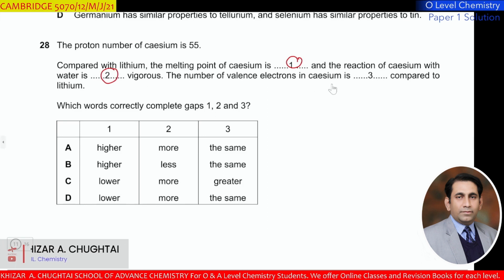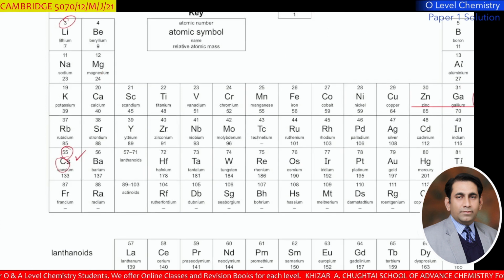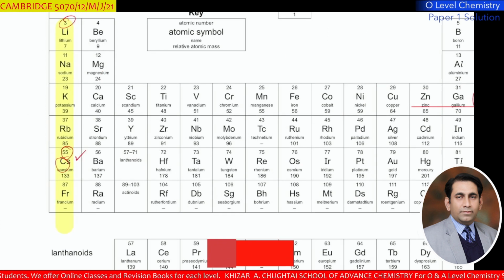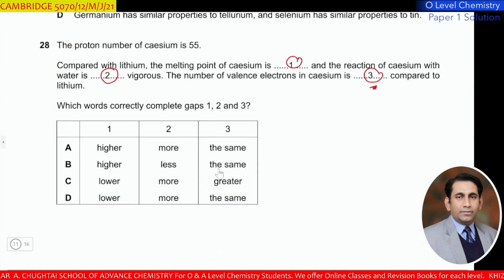The number of valence electrons in the cesium, what about this one? Number 1, fill in the blank. They both are part of the same group. They both lie in the same group, so they have the same number of valence electrons. They all have one valence electron. So the third option is the same.